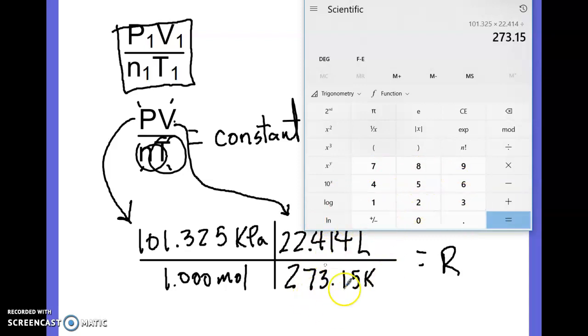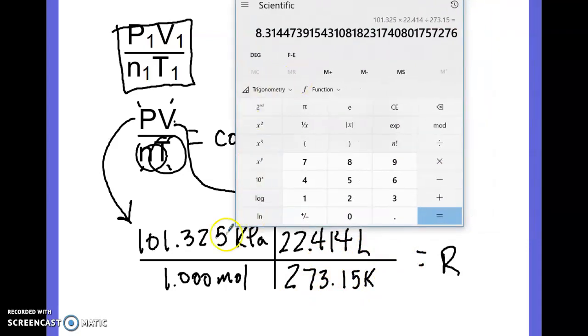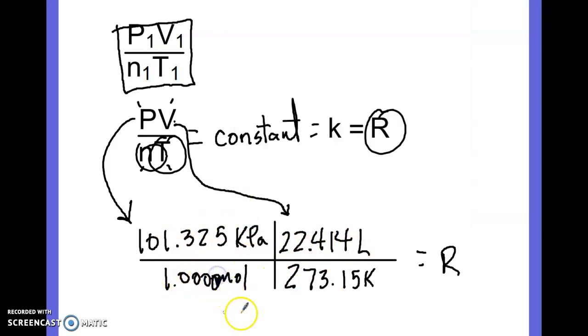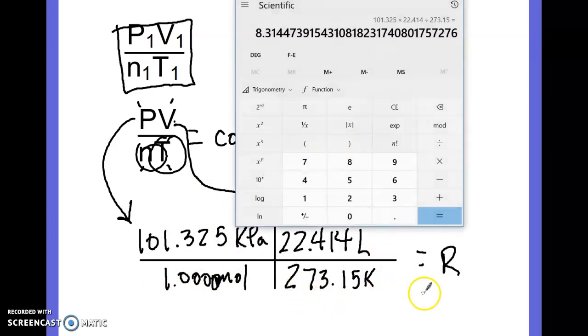Reiterating the fact that the temperature has to be in Kelvin, cannot be in Celsius or Fahrenheit, to get this absolute scale. Okay, and so that gives us a value of 8.31. So we have 6 significant digits with our pressure, 5 in our volume, exactly 1 in our number of moles, and 5 in our temperature, so round that to that many significant digits.